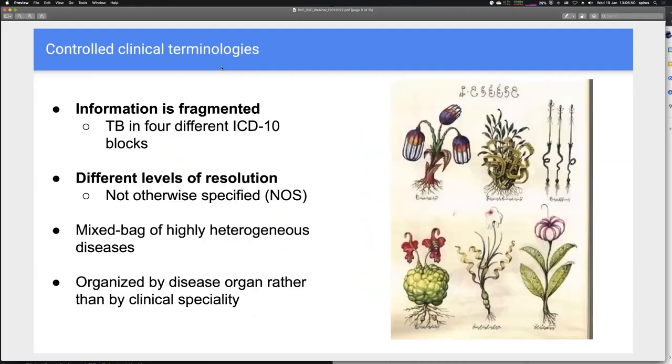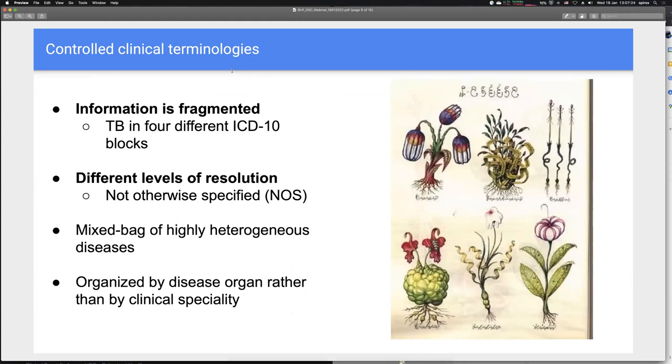Part of this challenge stems from the fact that the building blocks, the Lego bricks, used to record information are controlled clinical terminologies. Controlled clinical terminologies such as ICD-10 or SNOMED hold information in a very fragmented way. A very simple example: if you want to identify all TB cases in ICD-10, you have to look across 4 different chapters. They're not all under infection. And that problem gets exacerbated the more diseases you want to look at.